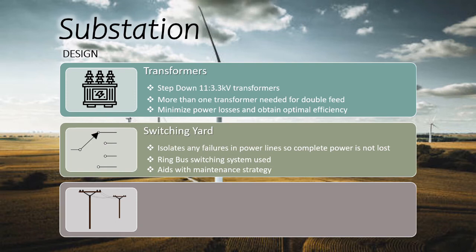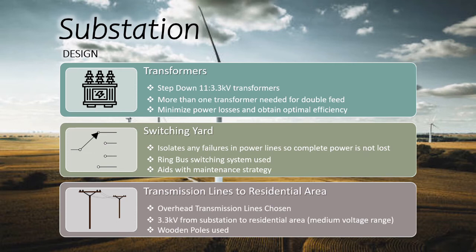The switching system chosen for the substation design is a ring bus switching system. The transmission lines to the residential area make up the final design parameter of the substation. Overhead lines will be used to transmit power to the residential area and will be held up using wooden poles. Wooden poles are chosen as they are cost effective and the transmission lines only need to cover 3 kilometers. The transmission lines will be transmitting 3.3 kilovolts to the residential area as this is sufficient to minimize energy losses.